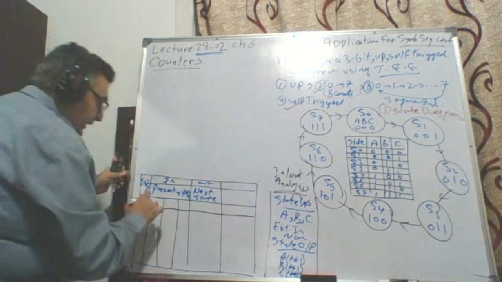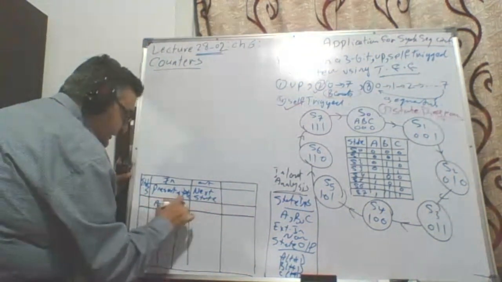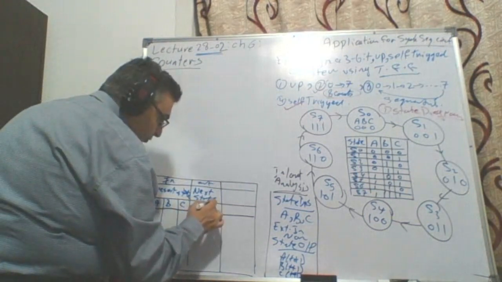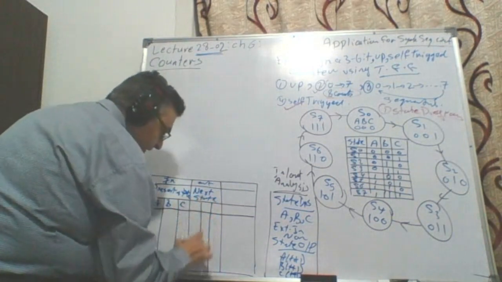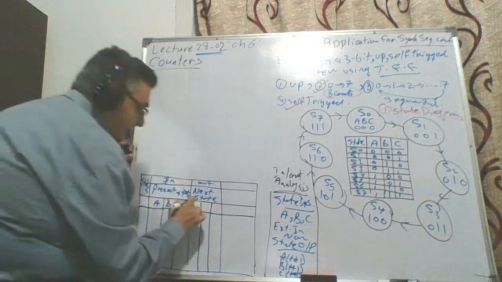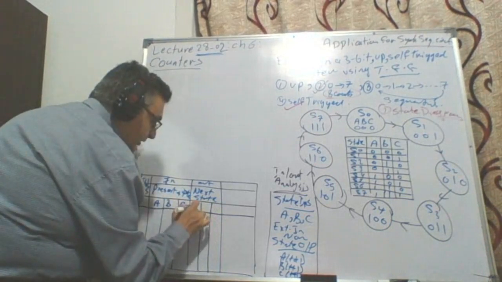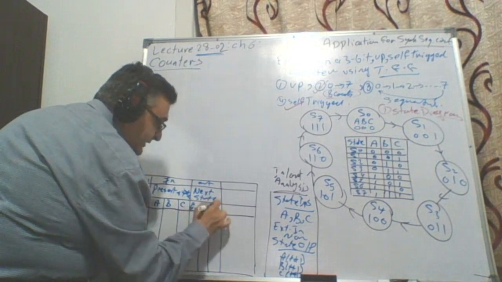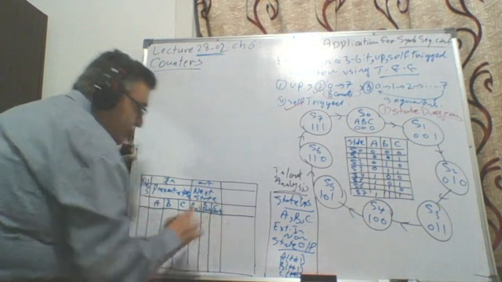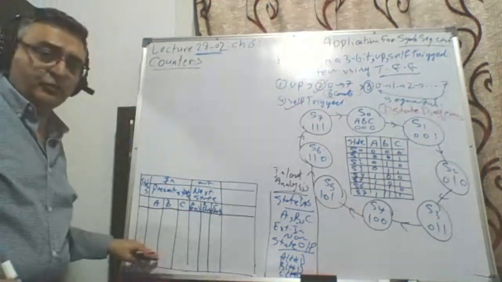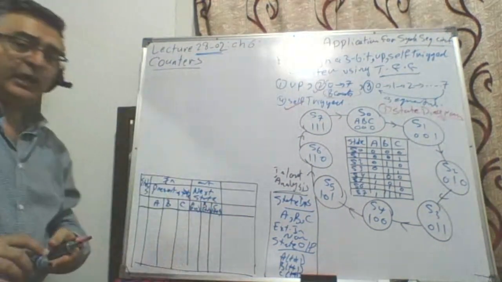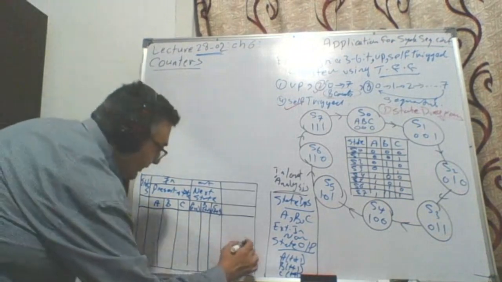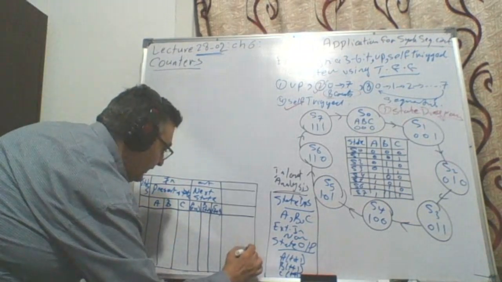A, B, and C. For the output side, I have also 3 of them: A of t plus 1, B of t plus 1, C of t plus 1. So I have 3 columns for the inputs, 3 columns for the outputs. That means how many rows? I have total 8 rows.